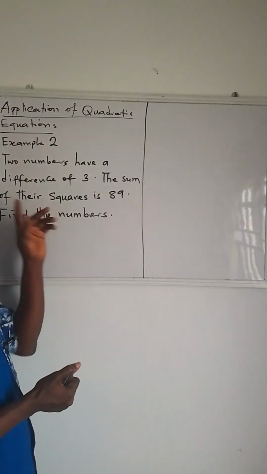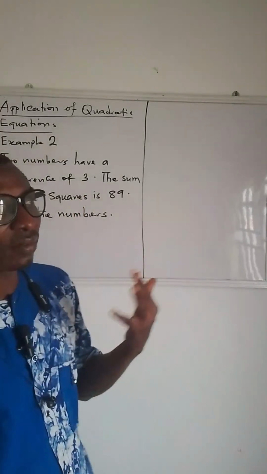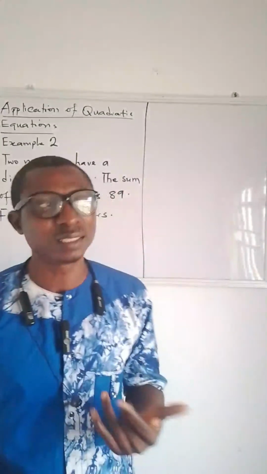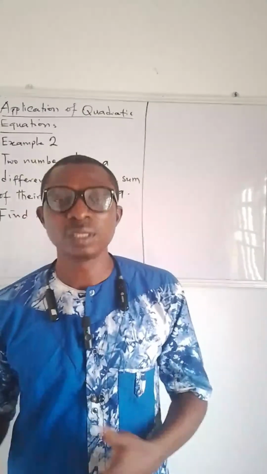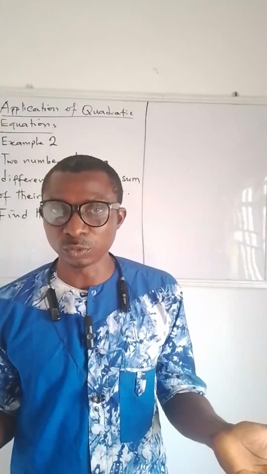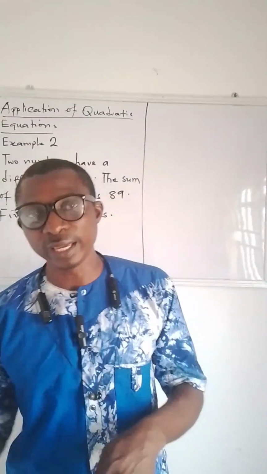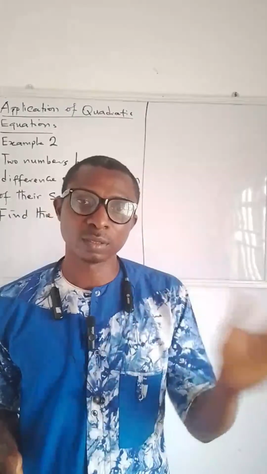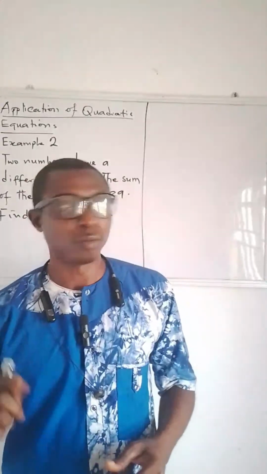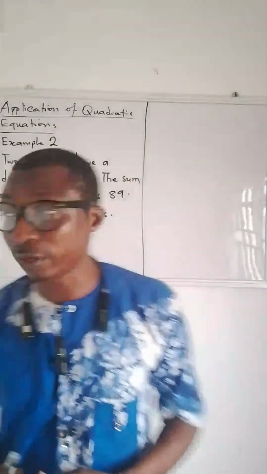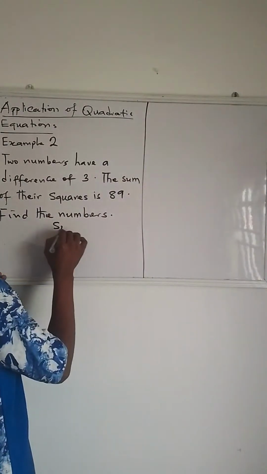Yes, two numbers have a difference of 3. Now if I say two numbers have a difference of 3, that is, if one is 5, the other will be 8, or the other will be 2. If one is 5, that means the second one is going to be 8, or the second one is going to be 2. So you just subtract or add 3 to one of the numbers.